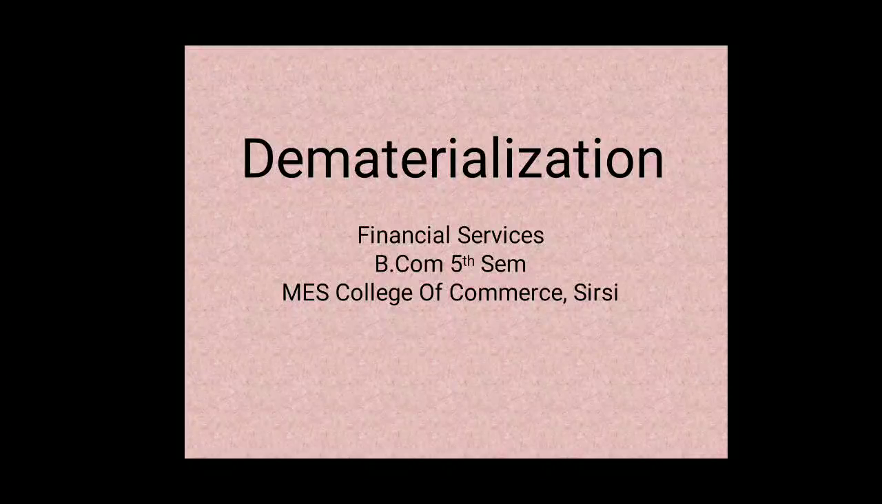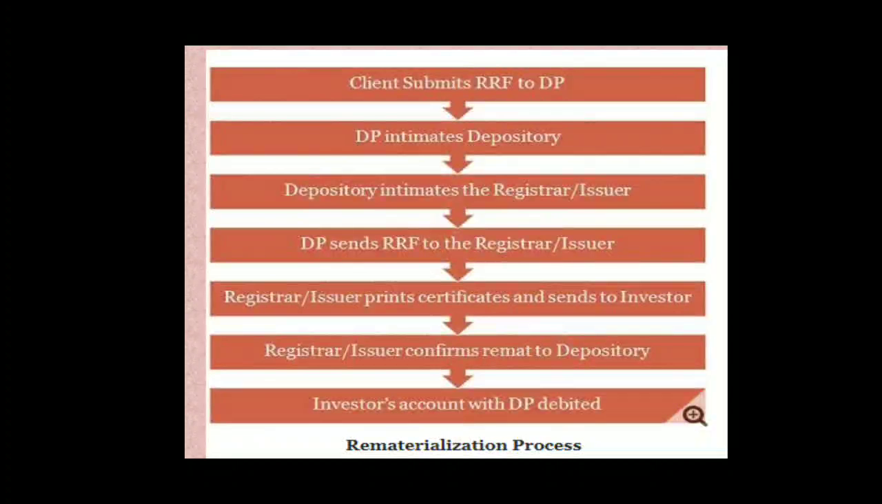Okay, so welcome back to financial services class, where again we'll go further under the topic of dematerialization. Last class we saw the process of dematerialization, and who is a depository and who is a depository participant. Now we will check what happens if we want to go for rematerialization.